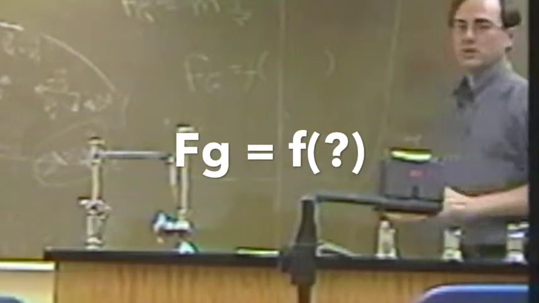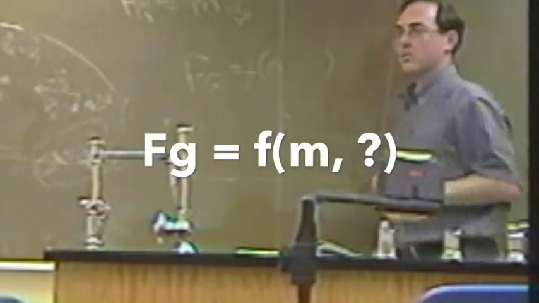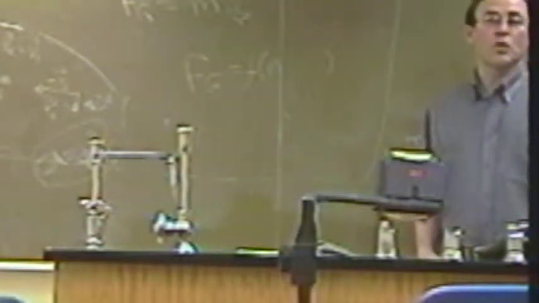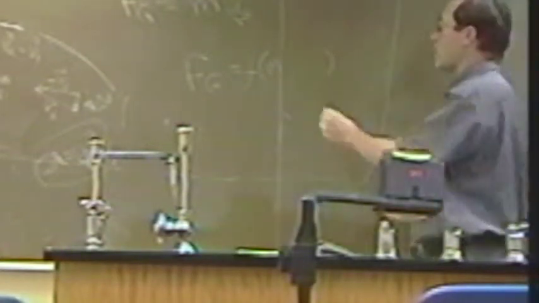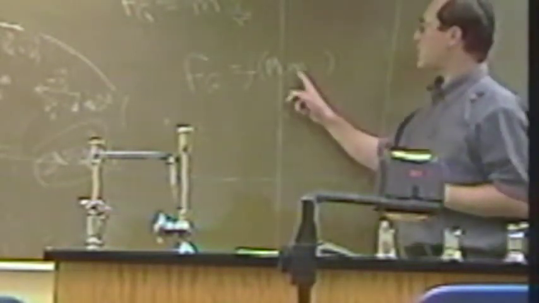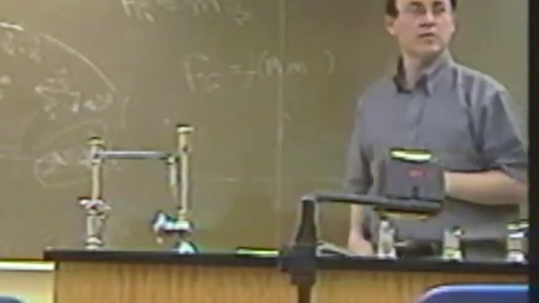The color of the object, no. The shape of the object, not necessarily. What things ought to be in there? What should it be a function of? Of the mass. Which mass? If you have two objects, which mass counts? Only the bigger one? Both of them. Okay, so we have a big M and a small m. Anything else? What other factor might have to be taken into account if you're talking about the gravitational interaction of these two masses? The distance between them.